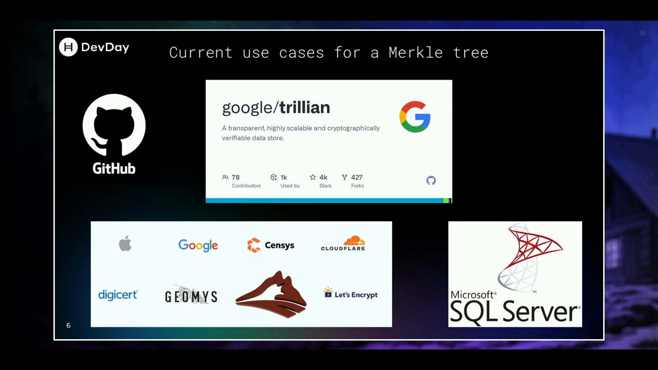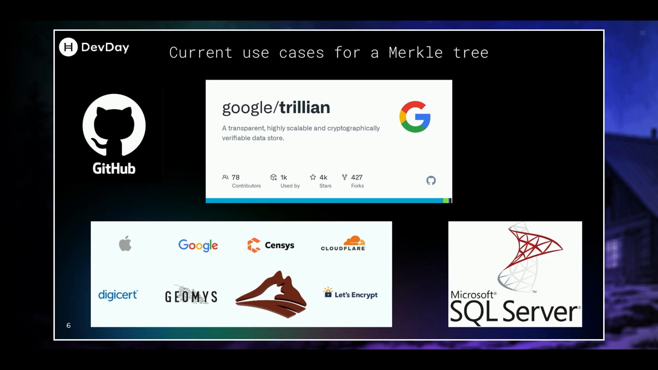Now, Google Trillian is an open source library for transparent and cryptographically verifiable data stores on Google. As you can see, it's got about 4,000 stars, about 420 forks, and almost 1,000 projects are using this right now. And teams like Apple, Google, Cloudflare, DigiCert, and Let's Encrypt are all using this from Google Trillian. And the best thing about this is that these projects are using this as a certificate transparency log.